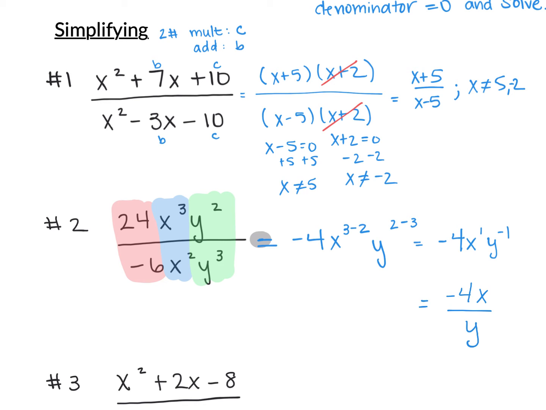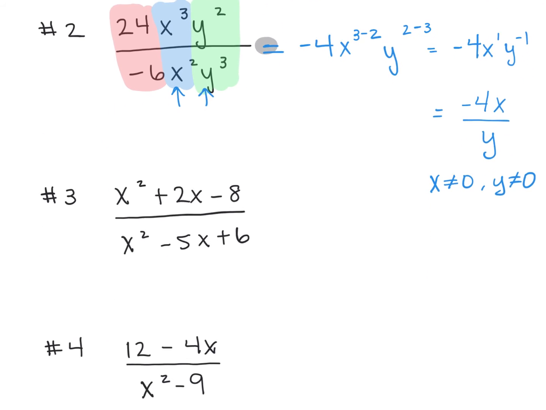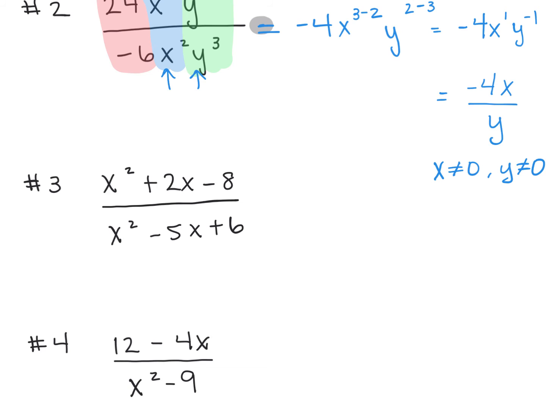Now here we have restrictions as well. You'll notice that these variables here are on the denominator, and we know that we cannot divide by 0. So we will say x cannot equal 0, y cannot equal 0. Okay, moving on to question number 3. Here we have x squared plus 2x minus 8 divided by x squared minus 5x plus 6. Since we have quadratic trinomials, we will factor those.